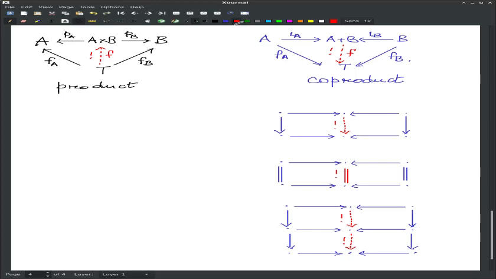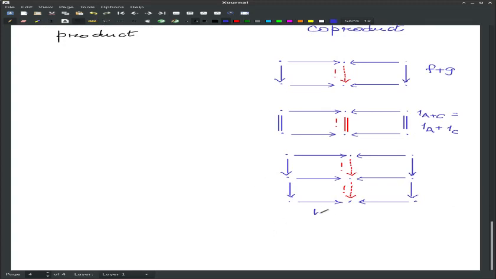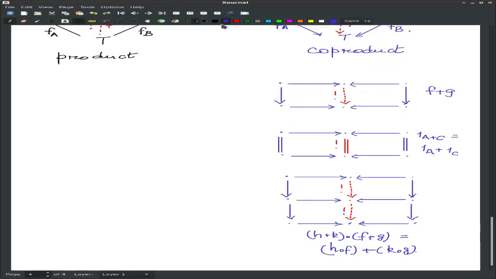So this one will give you a description of a function like f plus g. This one will tell you something like this. This one will tell you H plus K composed F plus G would be H composed F plus K composed G. Okay, see, the same logic should appear. It is nothing else but just changing the direction of the arrows.